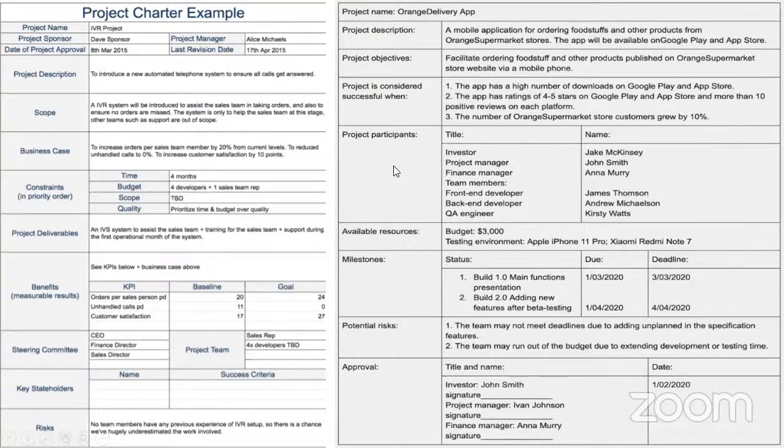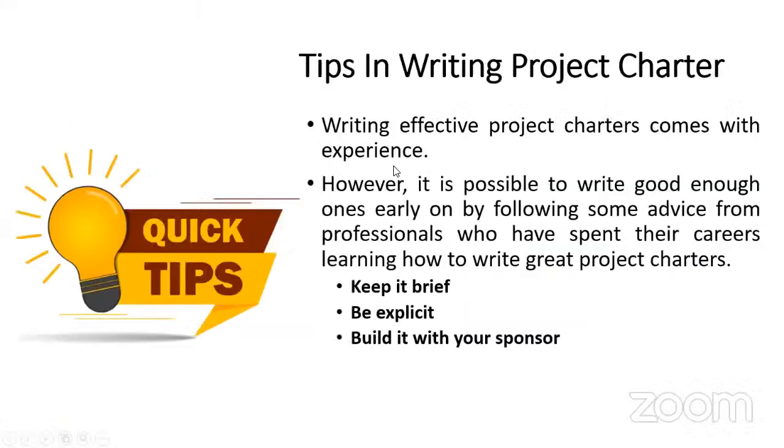Okay. Please, while I'm rounding up, if there is any other question for me, please do let me have them. Now, tips in writing a project charter. Writing effective project charters comes with experience. However, it is possible to write good enough ones early on by following some advice from professionals who have spent their careers learning how to write great project charters.